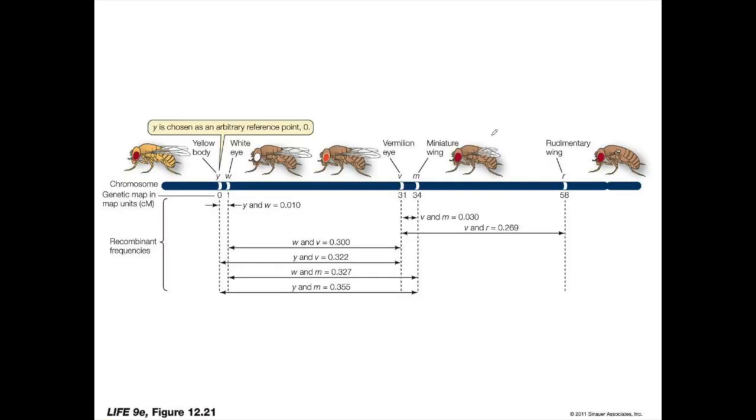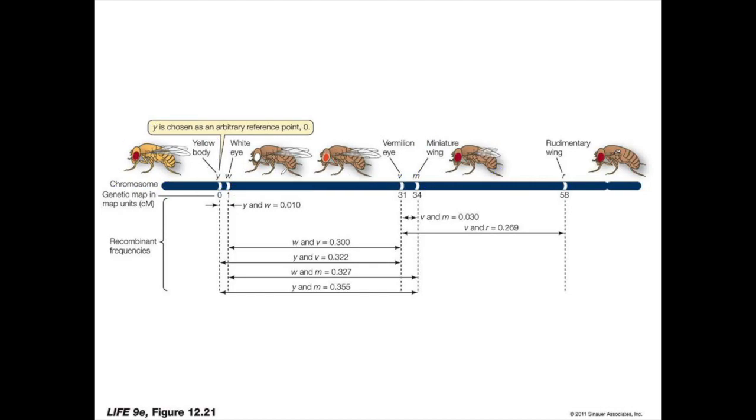So, for example, this is the X chromosome in fruit flies, and these are some of the genes on the X chromosome. Now, how we know where those genes are located is what Morgan did: he took every possible phenotype he could find, and he mated it to every other possible phenotype he could find. For example, he took a yellow-bodied fly and mated it to a white-eyed fly. Since those genes are very close to each other, he didn't get a recombinant very often between them. But then he took a yellow-bodied fly and mated it to a vermilion-eyed fly. Since those genes are much farther apart, he got a recombinant a lot more often. Then he took a yellow-bodied fly and mated it to a miniature-winged fly. Those genes are even farther apart, so he got a recombination even more often.